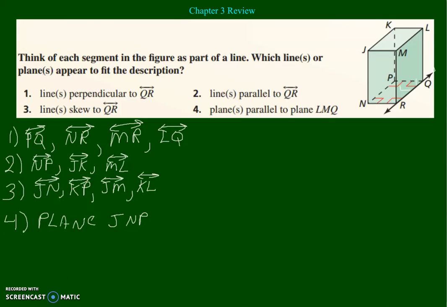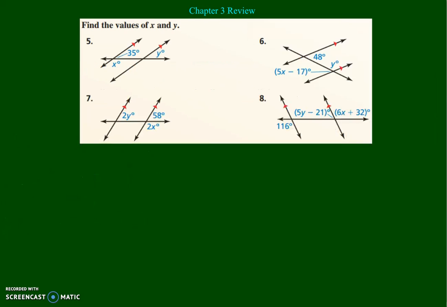So now we're going to move on to problem 5. Okay, for problem 5, we have up here 2 parallel lines. These marks on these 2 lines indicate that these 2 lines are parallel. So we have 2 parallel lines cut by a transversal. And here we have this angle and this angle. They have a special relationship here.